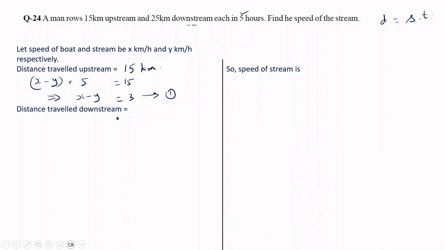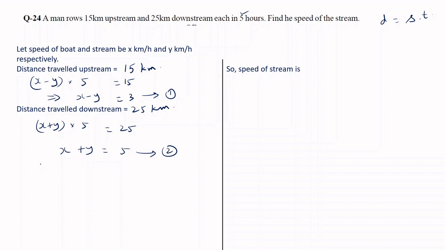And then the distance travelled downstream is given as 25 km. Again, distance is equal to speed into time. The downstream speed is x plus y and the time taken is again 5 hours. So, (x plus y) into 5 equal to 25, or we have x plus y equal to 25 by 5, which is 5. Now, let us solve 1 and 2.